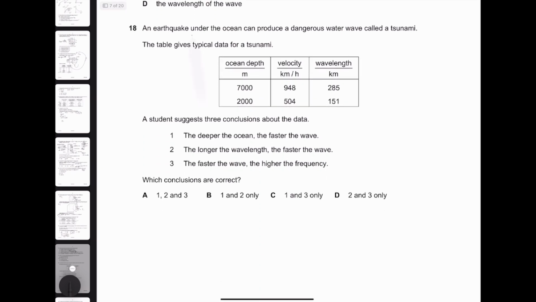An earthquake under the ocean can produce a dangerous water wave called tsunami. It's new information for all of us. Got it? The table gives typical data for a tsunami. Our student suggests 3 conclusions about the data. So let's look at the data first of all. If the depth is 7,000, the velocity is 948. If the depth is way lesser, the velocity is also less. And if the velocity is 948, the wavelength is 285. If it is 504, the wavelength is also less in similar proportion.